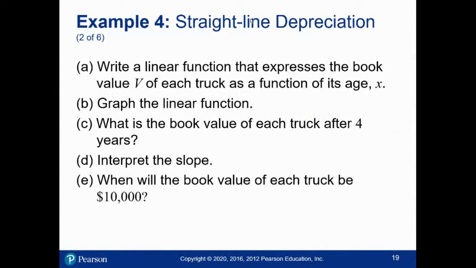So if I want the value to go down by $5,000 per year and to start at $35,000, can you come up with a function that models this, graph it, determine the value after 4 years, interpret what the slope means, and then answer the question, when will it be worth $10,000?